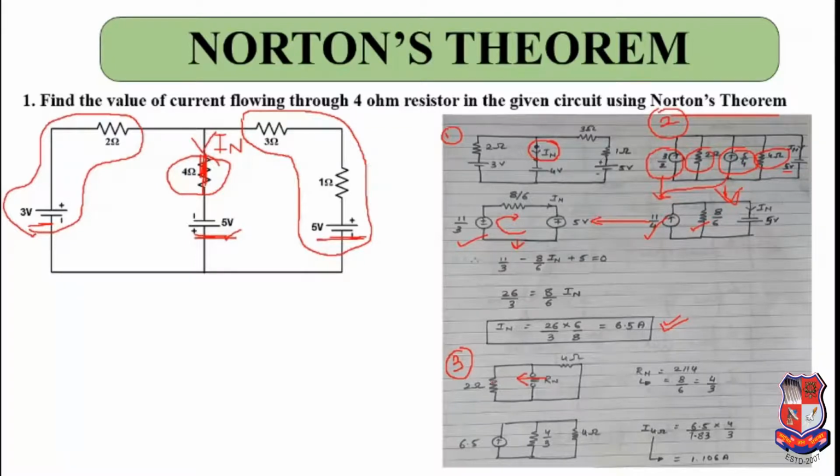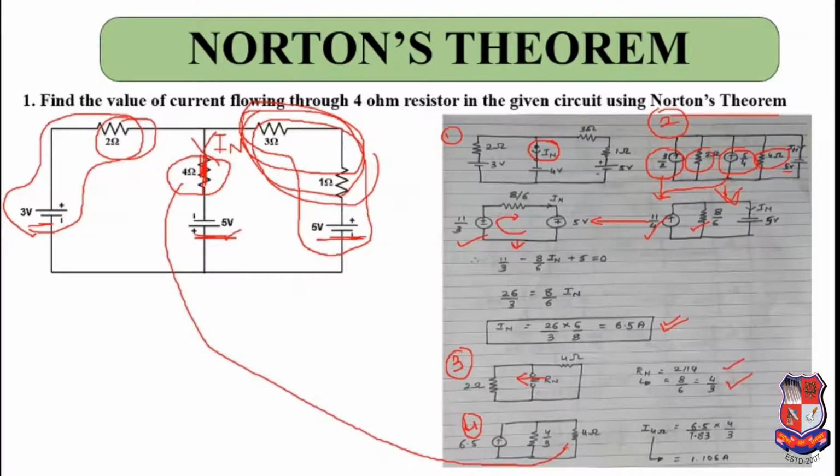So if you observe, you will get that this 2 ohm and this equivalent, that is 4 ohms, these 4 ohms will come in parallel with each other. So you will get Rn equal to 2 parallel 4, which will give you 4 by 3. And the fourth step will be that we have to keep Norton's current in parallel with Norton's resistance, and that will be in parallel with the load resistance which you had short circuited in the first step. So bring the load resistance over here, that is 4 ohms.